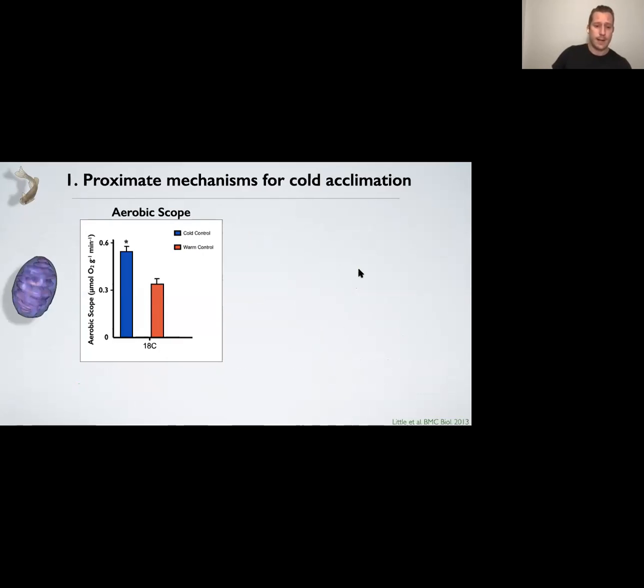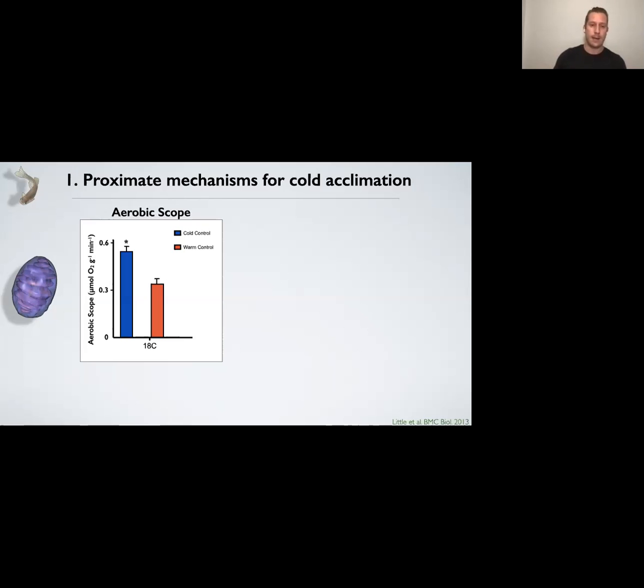So looking first at aerobic metabolism, we see that cold acclimated fish, and this is reminiscent of the swimming stuff that I just showed you, have significantly higher aerobic scopes than warm acclimated fish. This is in fish measured at 18 degrees Celsius. We have aerobic scope on the y-axis. Aerobic scope is essentially the difference between resting metabolic rate and maximal metabolic rate, and you can almost think of it as an energy reserve that fuels all fitness related performance.